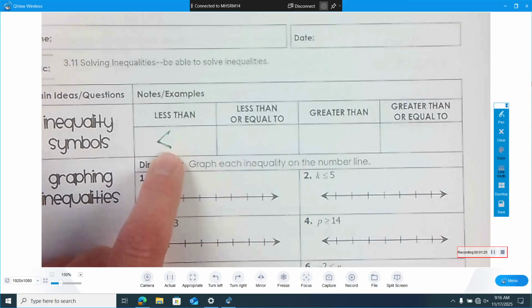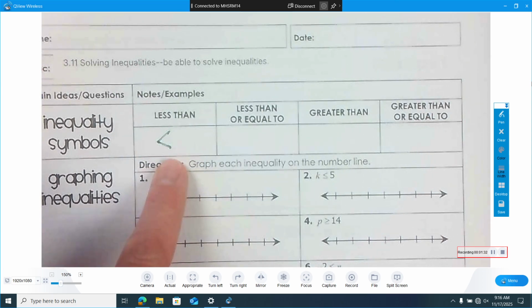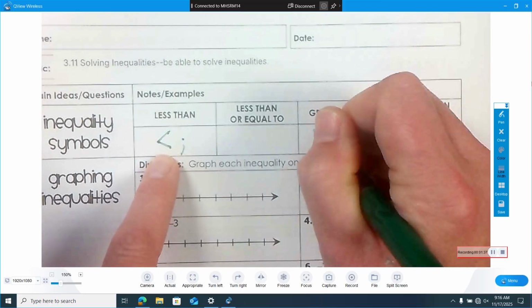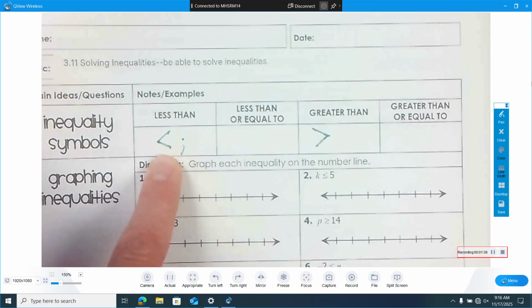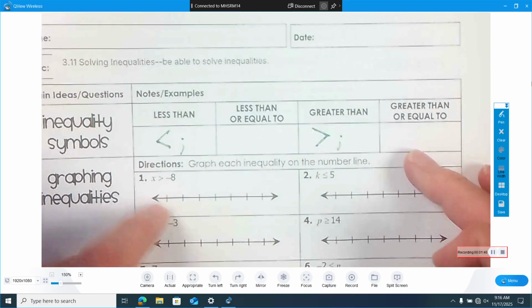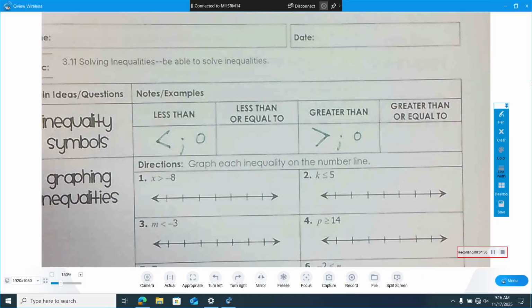What we're also going to be doing is graphing solutions on number lines. When we graph on a number line, if we have the less than or greater than symbol, so these are our two symbols, we use an open circle to indicate that that is not including the actual number. I'll talk more about that in just a second.